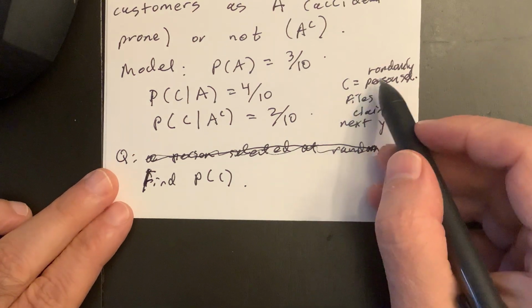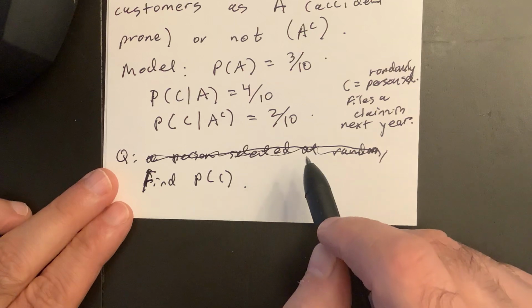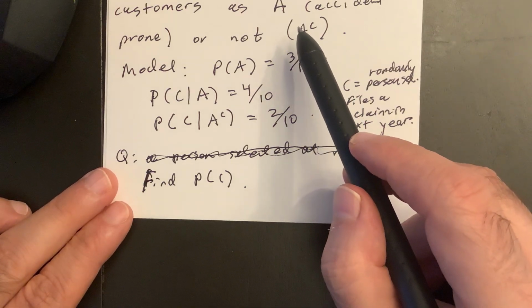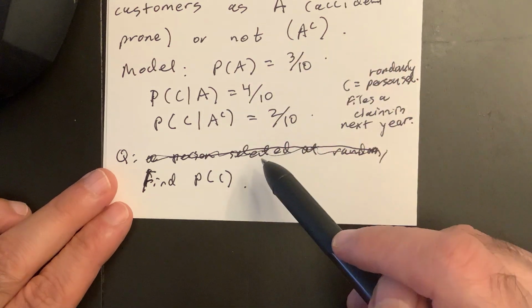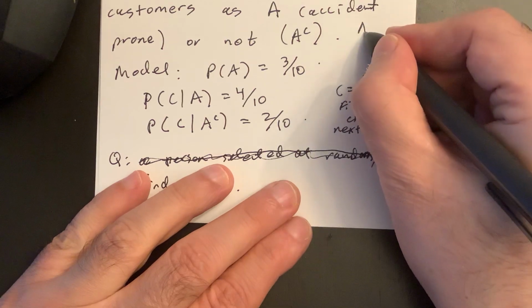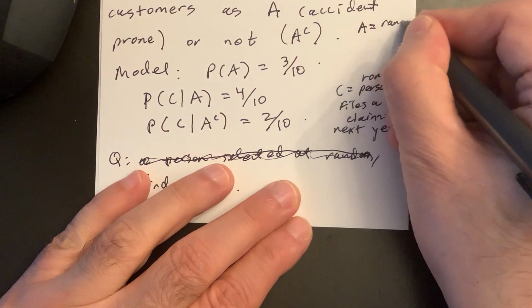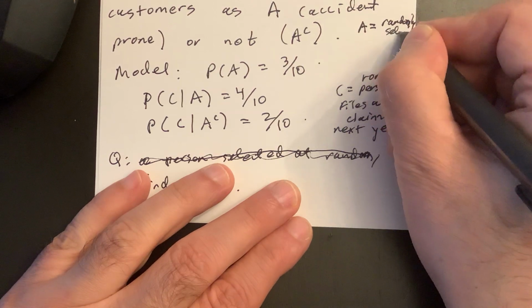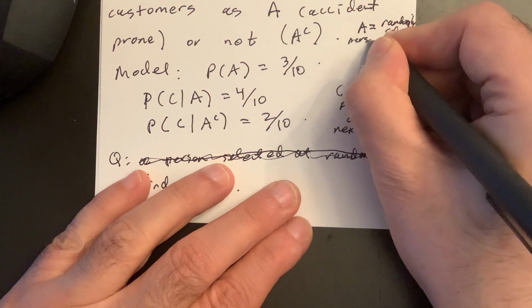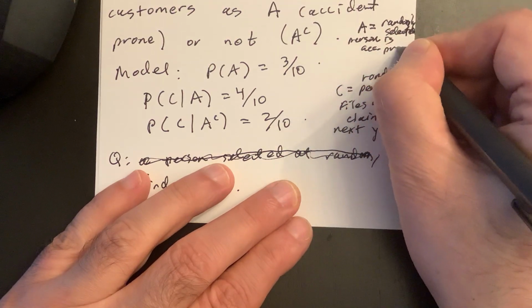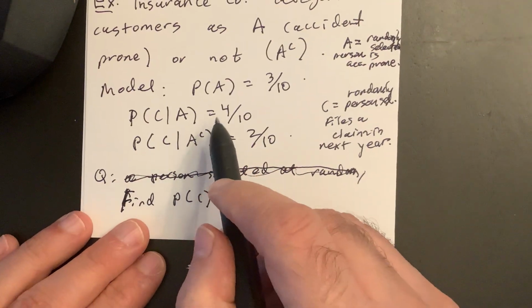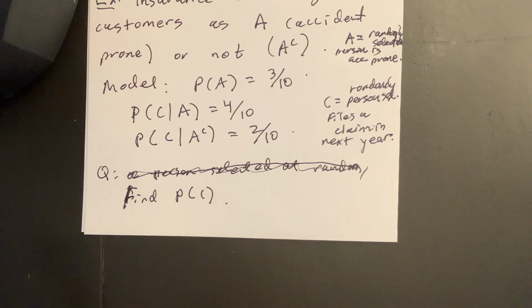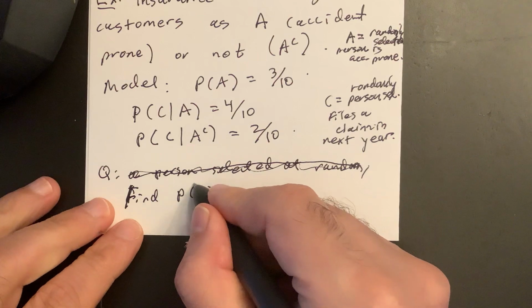So C is the event that a randomly selected person files a claim in the next 365 days. A is the event that a randomly selected, equally likely, person is accident prone. I wasn't very clear about that. P of A, the probability that if I randomly select a person they're accident prone, is 3/10. The probability that if someone is accident prone they file a claim is 4/10, etc. All right, so what's P of C?